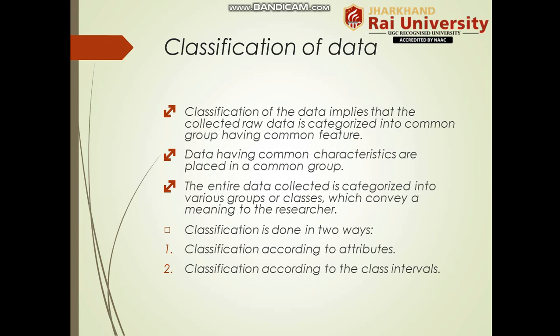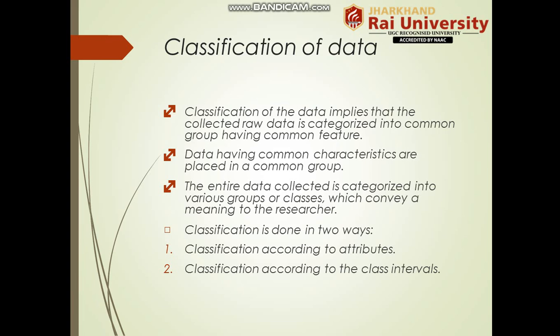Once the data collection and editing is done, then comes the next phase, that is classification of data. So classification of the data implies that the collected raw data is categorized into common groups having common features. So all the data which have the same features are collected and kept in a common group, and the entire data collected is categorized into various groups or classes, which convey a meaning to the researcher.